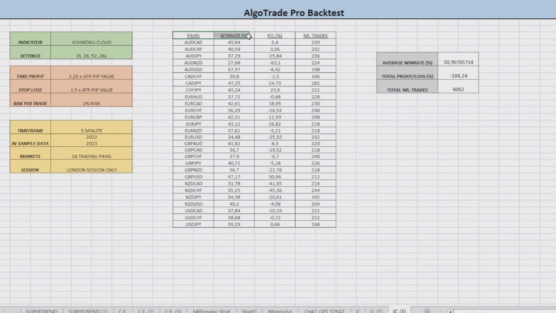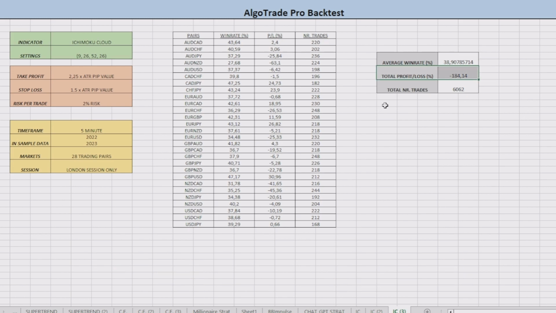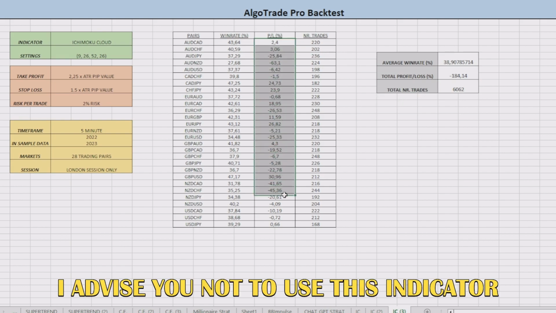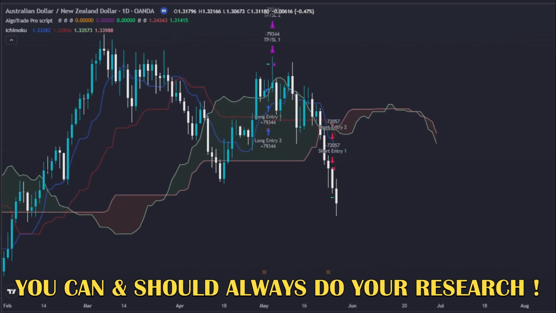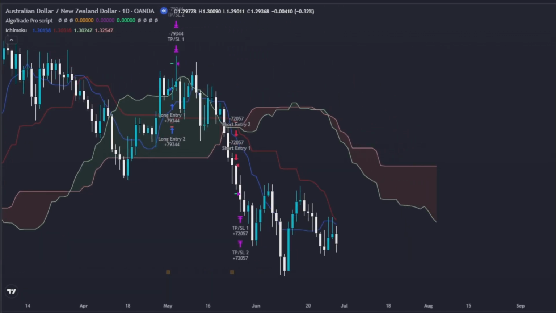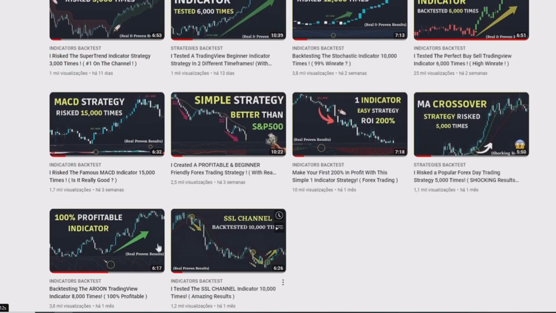Here are the new backtest results with all the conditions I mentioned before. And we can see that after over 6,000 trades, our Ichimoku Cloud indicator strategy had an average win rate of 38.91% and a loss of 184%. The strategy continues to be inefficient, so I strongly advise you not to use this indicator. Of course, you can and should always do your research, but I think you would be wasting time on this one. Time that you could use to test efficient indicators that I already brought to the channel.